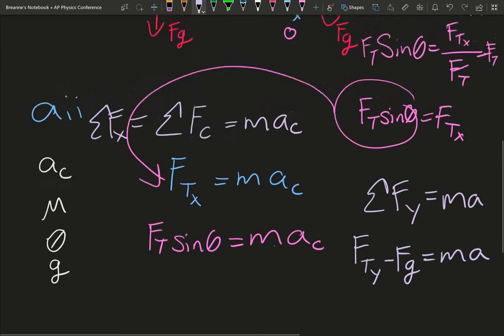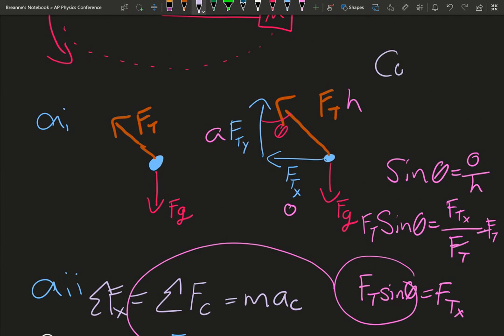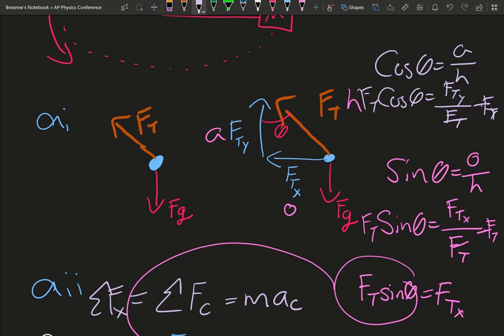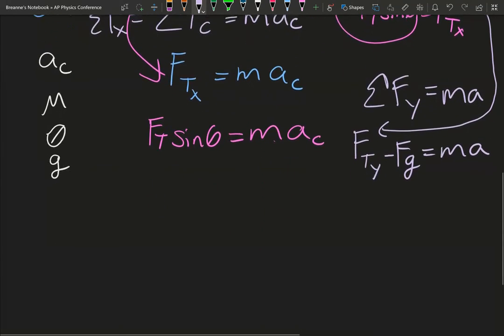Again, we can break down our force of tension in the y, so that's adjacent. Cosine theta is adjacent over hypotenuse. Adjacent is our force of tension in the y, hypotenuse is force of tension. Again, just pulling that over, and so you get your force of tension in the y equals force of tension cosine theta. And we're going to take that and plug it in there.